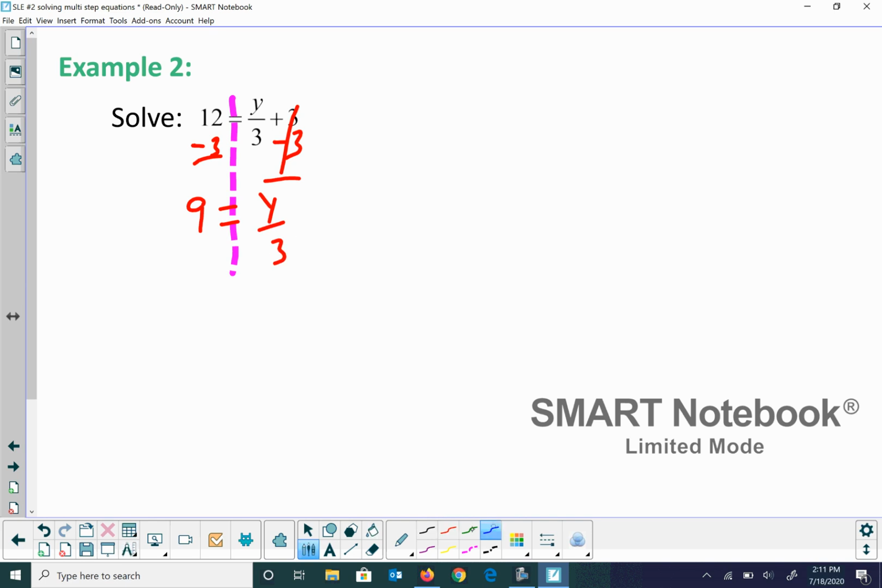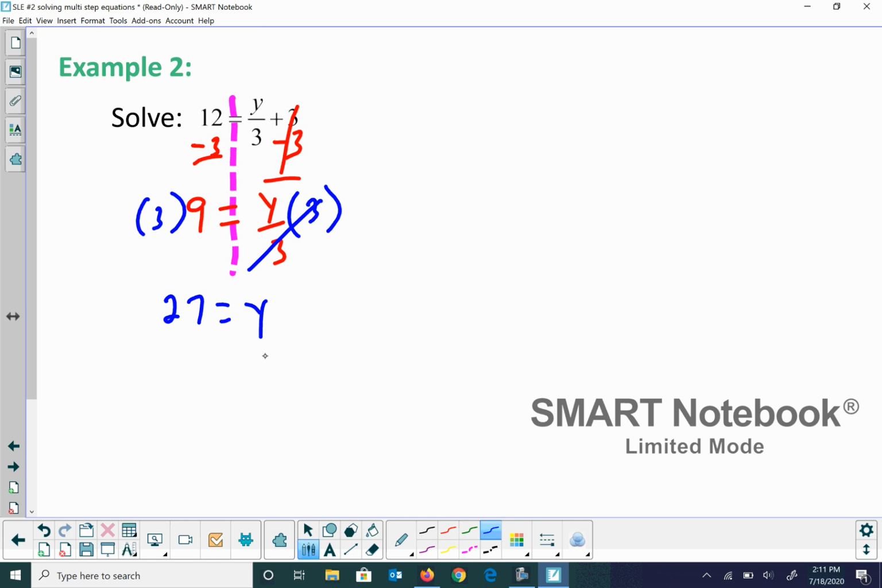Well, if I want to get the y all by itself, y and 3 are being held together by division. And the inverse of division is multiplication. So those are going to cancel out. 3 times 9 is 27 is equal to y.